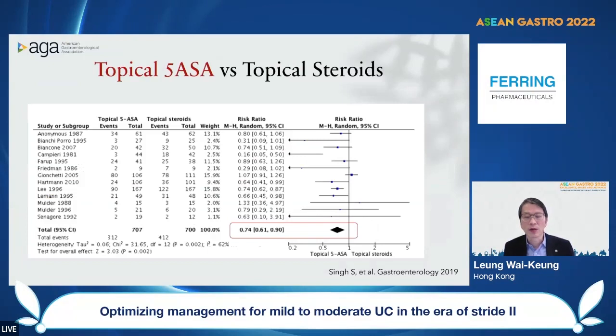What about topical 5-ASA versus topical steroid? In this meta-analysis, they found that topical 5-ASA is actually much better than topical steroid, particularly, I think, for patients with proctitis and left-sided colitis. So topical 5-ASA is actually first line when compared to topical steroids.